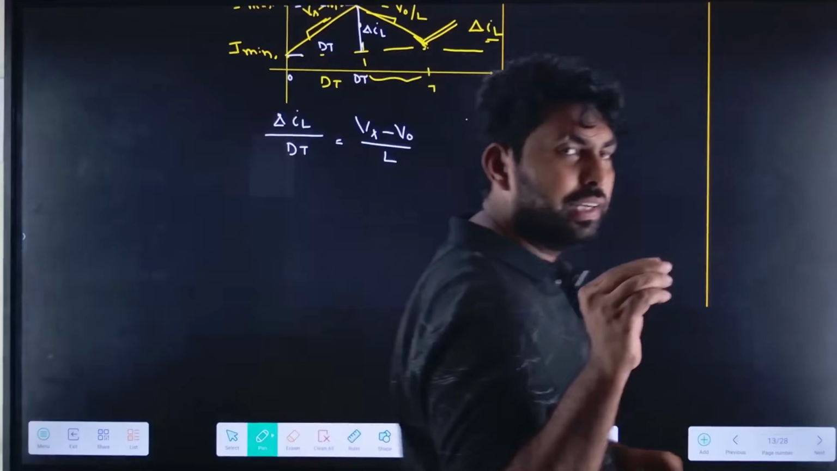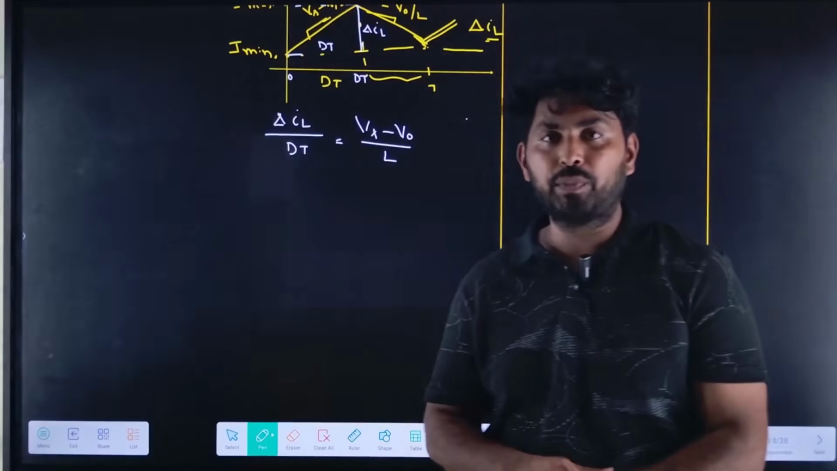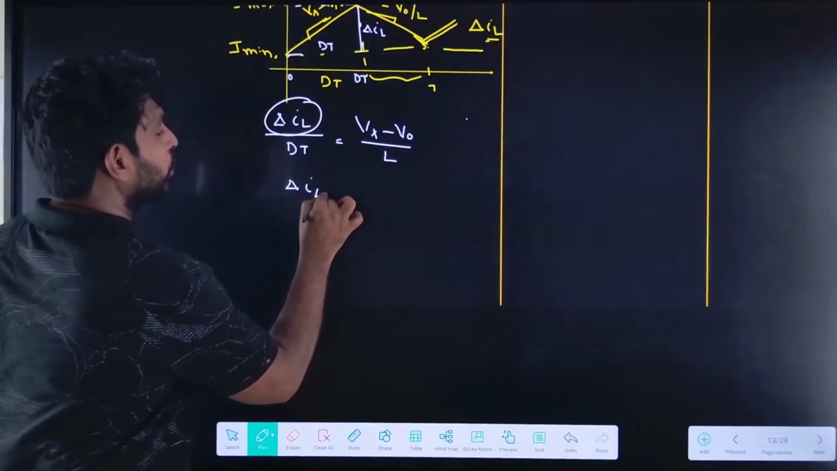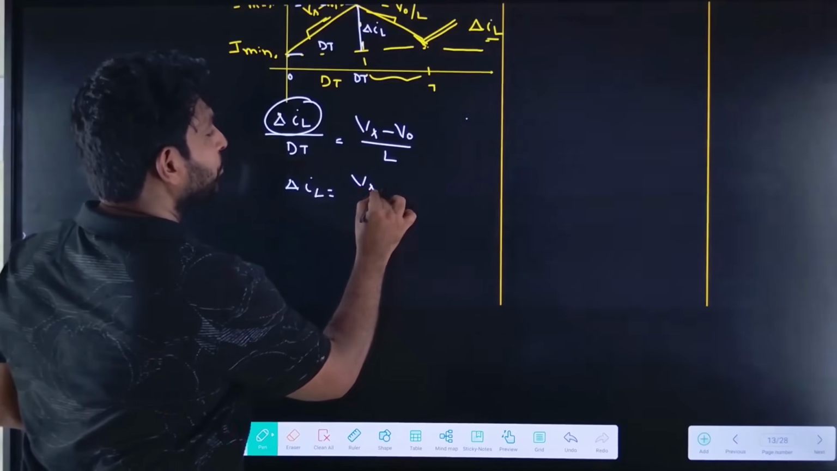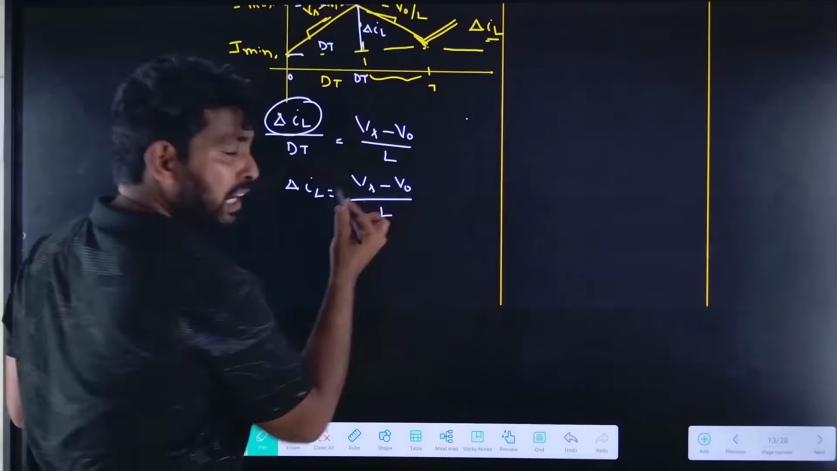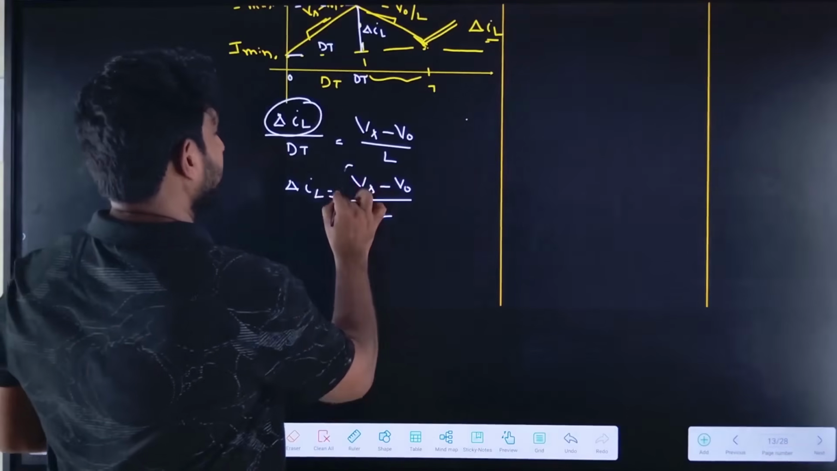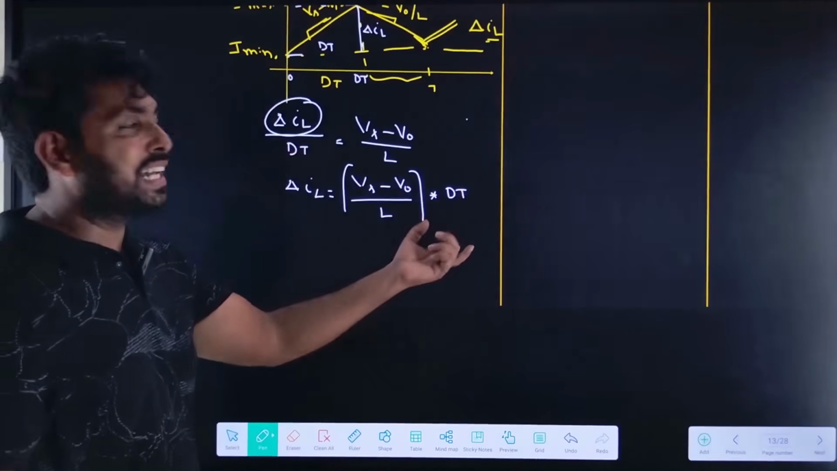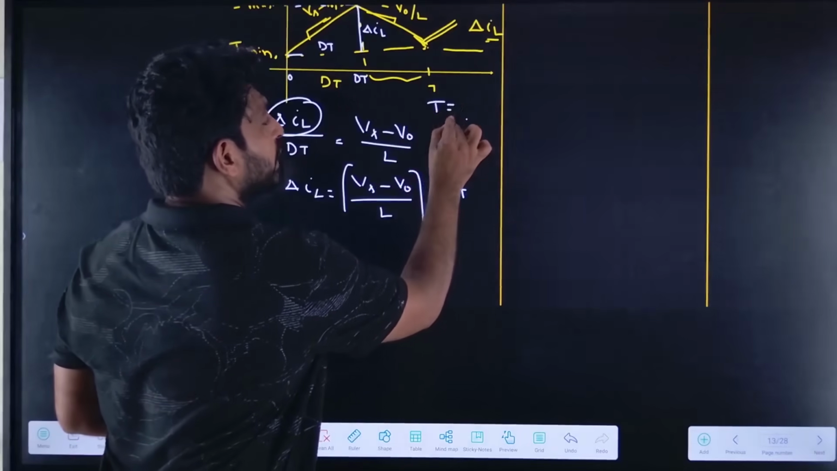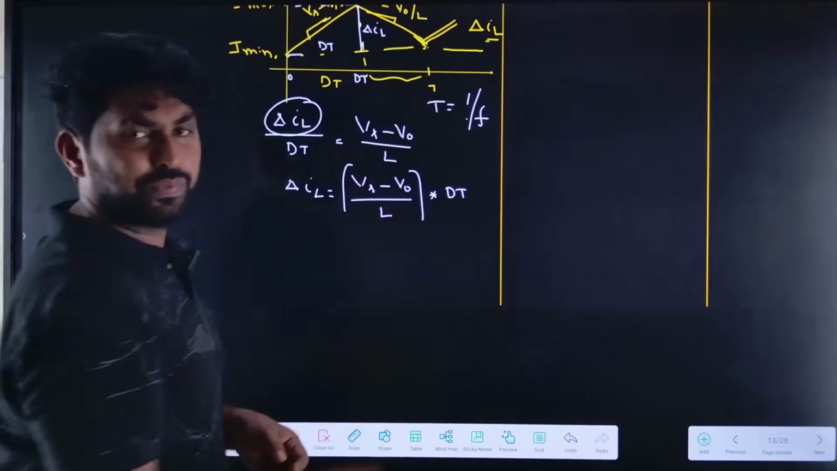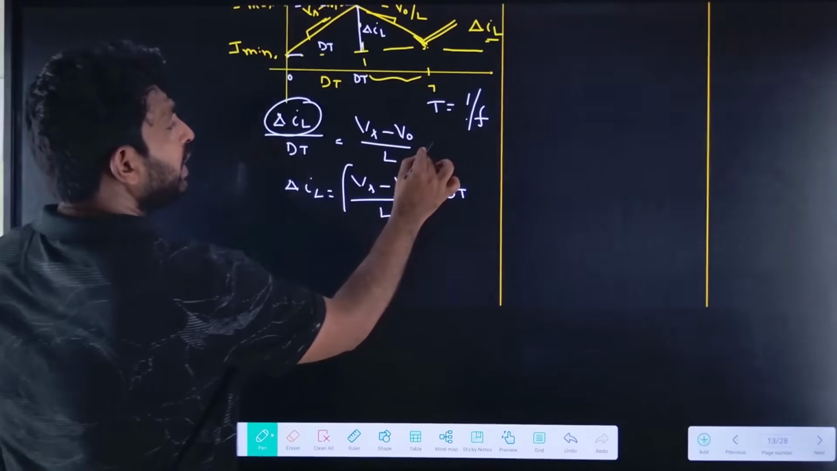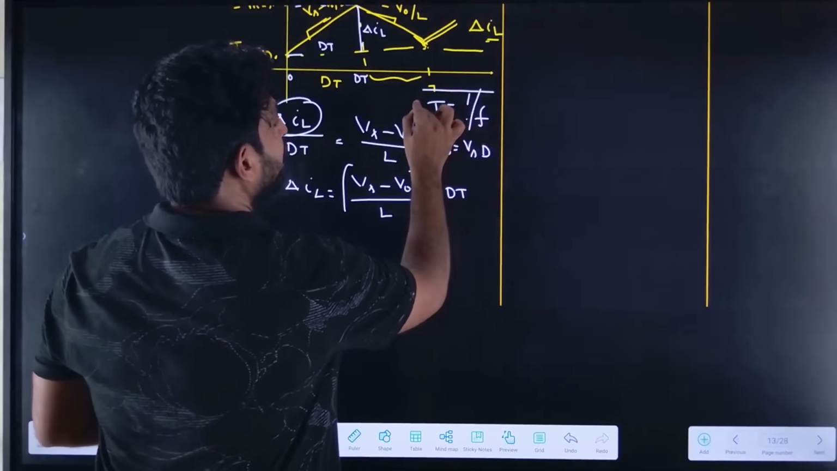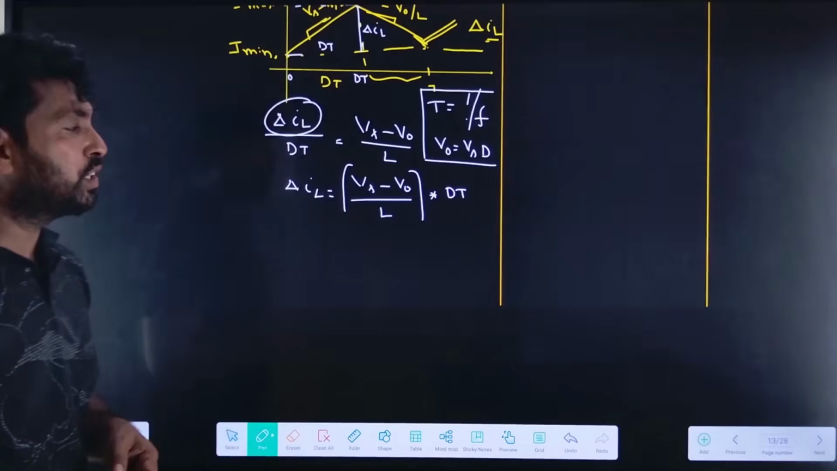So here, understanding the concept is important. How can you find the delta IL? From this, delta IL equal to Vs minus V0 divided by L into dT, that is D into T, where T is the time period of the switch. So we can make it 1 by f. And V0 equal to Vs into duty cycle. Already we have derived, in case of buck converter, V0 equal to Vs into duty cycle.